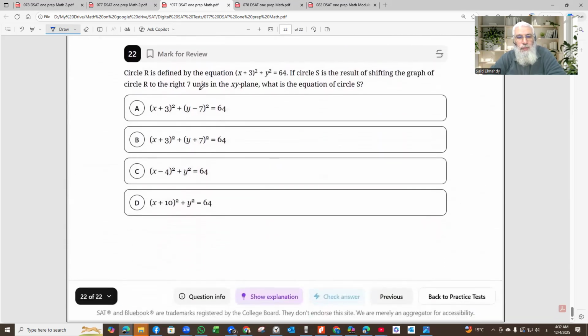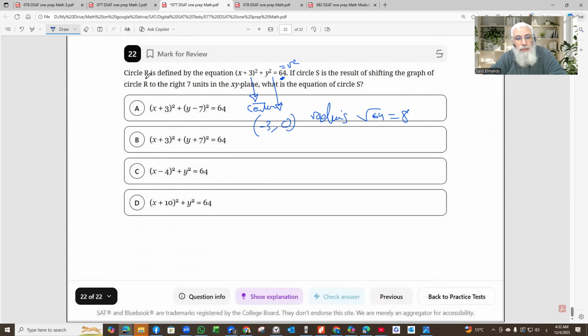Circle R is defined by this equation. We need to know that the center is at negative 3, comma 0. And this is the radius squared, so the radius is the square root of 64, which is 8.